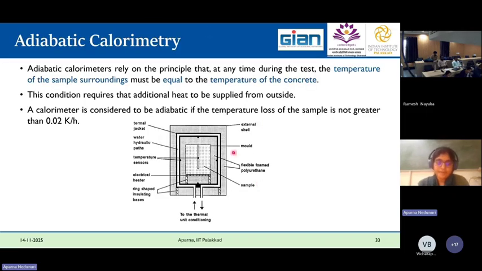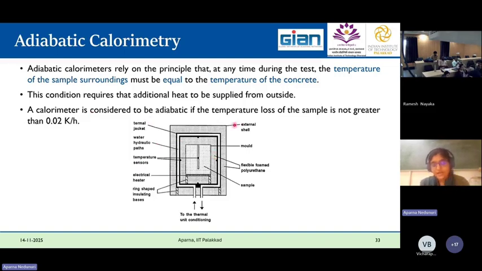The adiabatic calorimeter relies on a principle that at any point of time during the test, the temperature of the surroundings should be equal to the temperature of the concrete sample. So if you keep the sample over here and keep measuring the temperature, the temperature of the surrounding should be equal to the temperature of the concrete. Meaning if the concrete is at 20, you ensure that the surrounding is also at 20. If the concrete reaches 30, you ensure that the surrounding is at 30. Similarly, as the concrete reaches higher temperatures, you adjust the rate at which the surrounding temperature should be increased. So this condition requires additional heat to be supplied to the surrounding environment from outside.